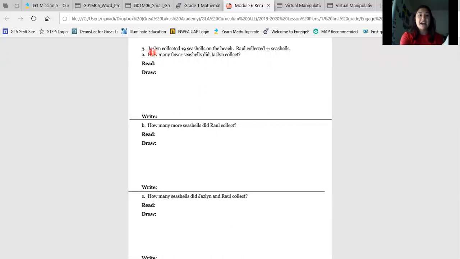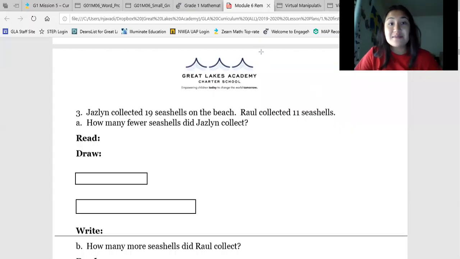Go. Jaslyn collected 19 seashells on the beach. Raul collected 11 seashells. How many fewer seashells did Jaslyn collect? Pause and solve using a tape diagram. Nice job solving on your own. Now that you solved, let's solve it together.